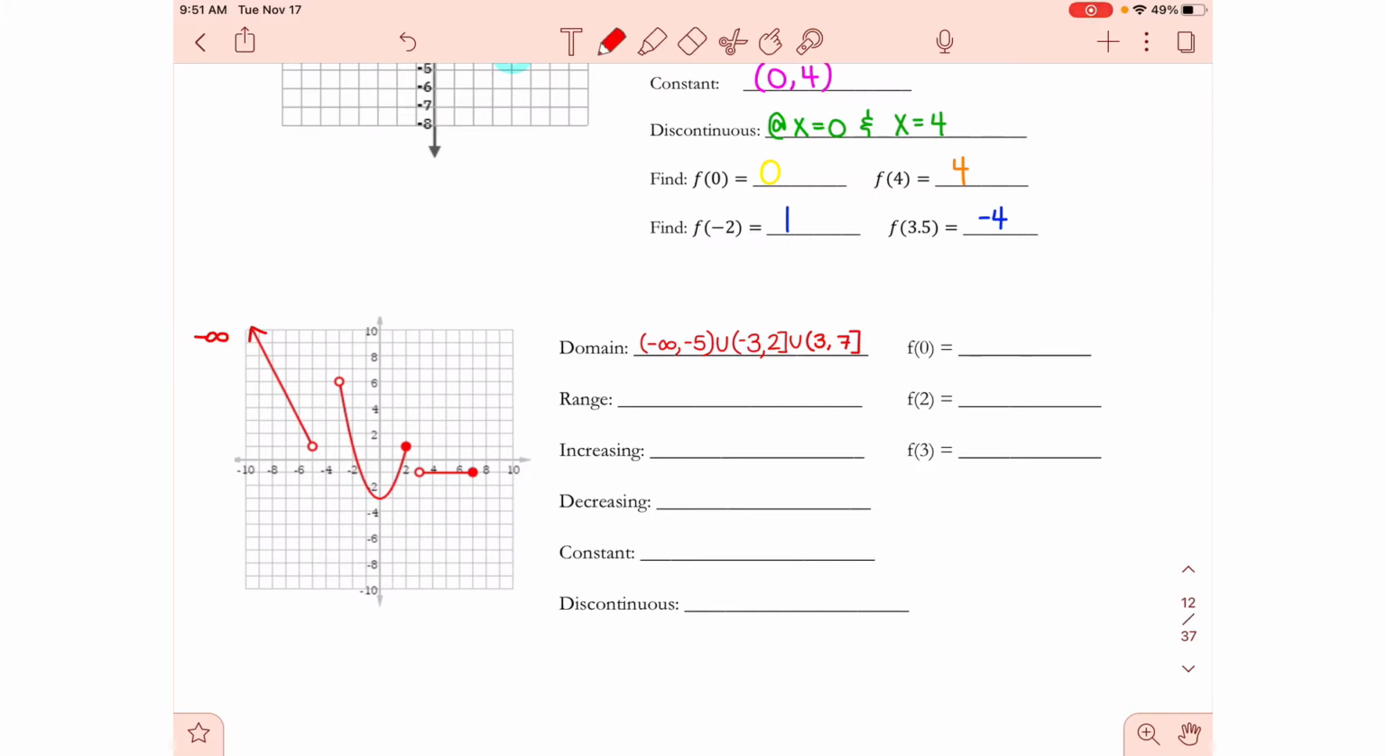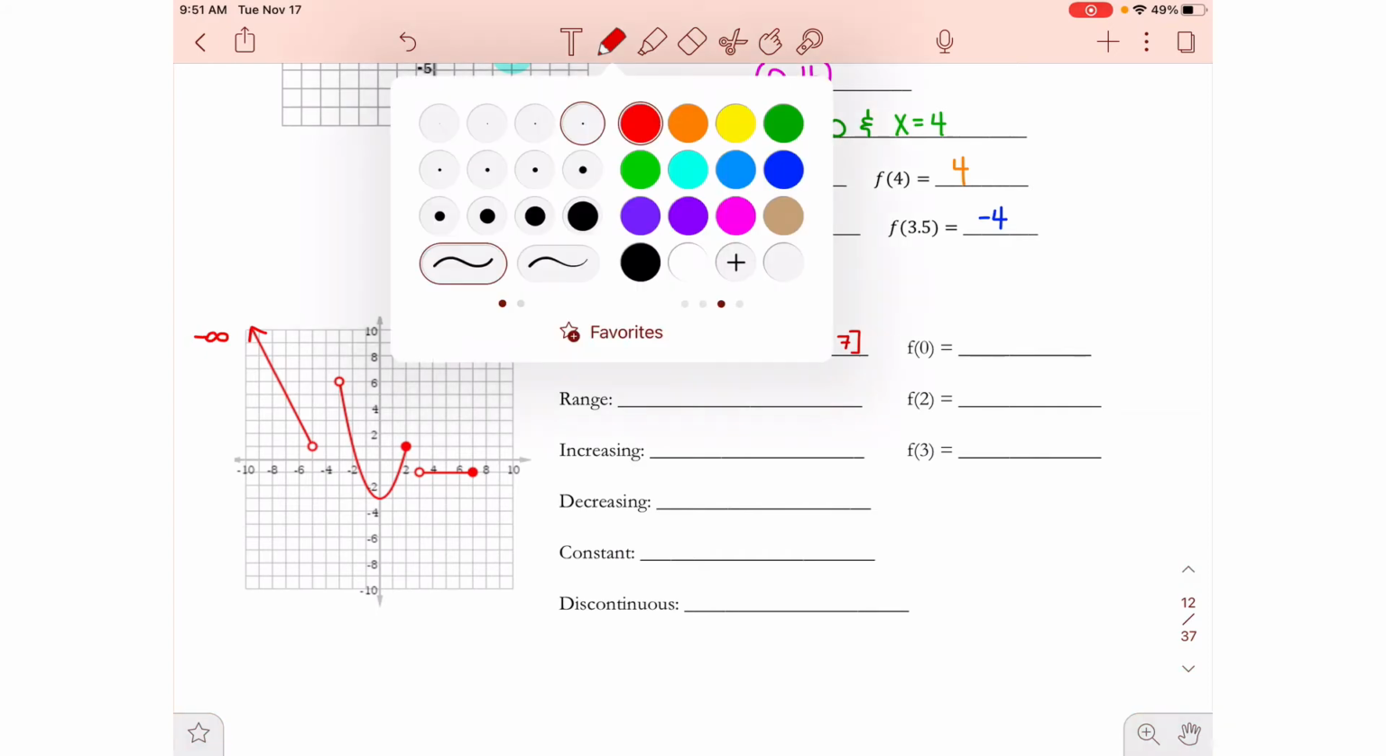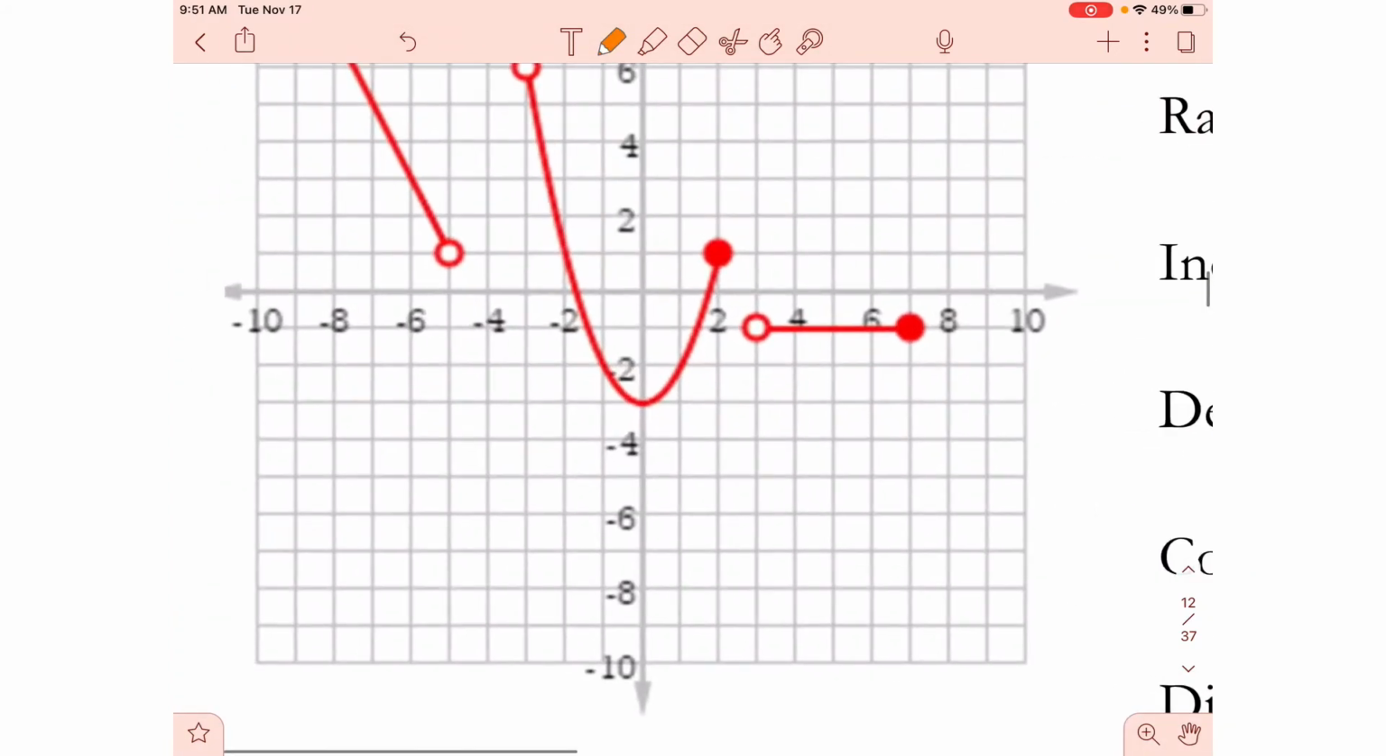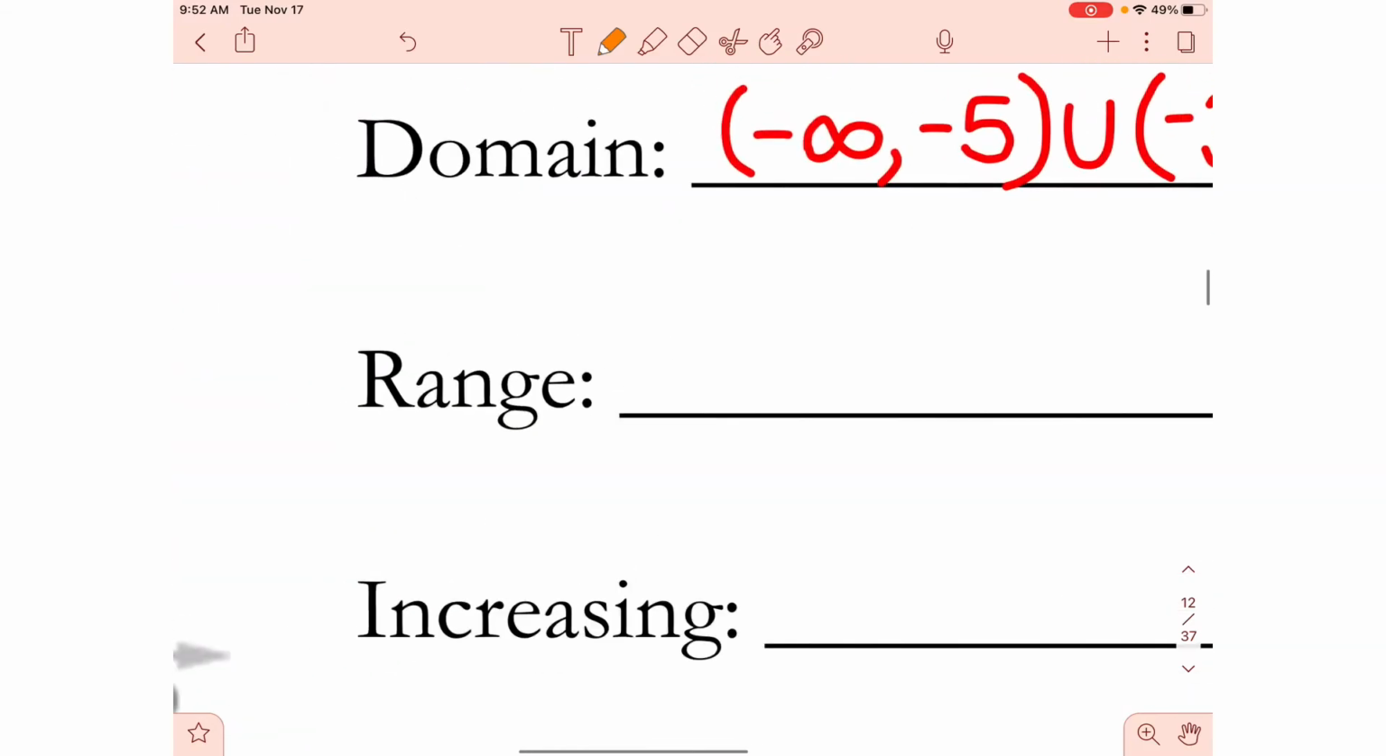Now, the range is bottom to top. So where's the bottom? Well, the bottom's here at -3. And that's a bracket.